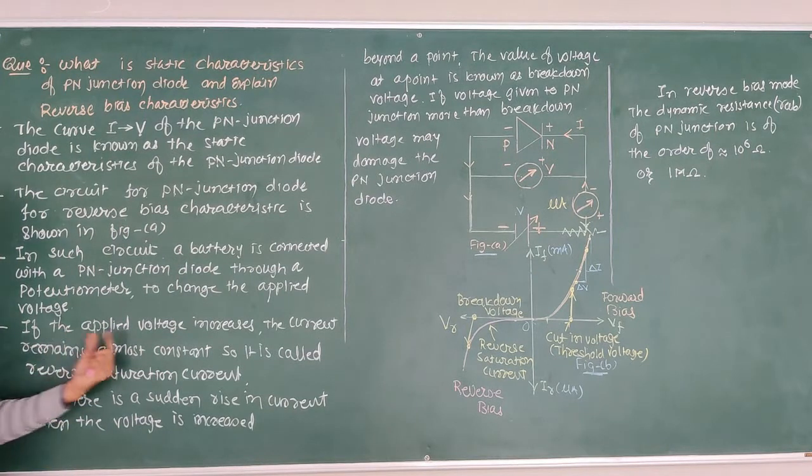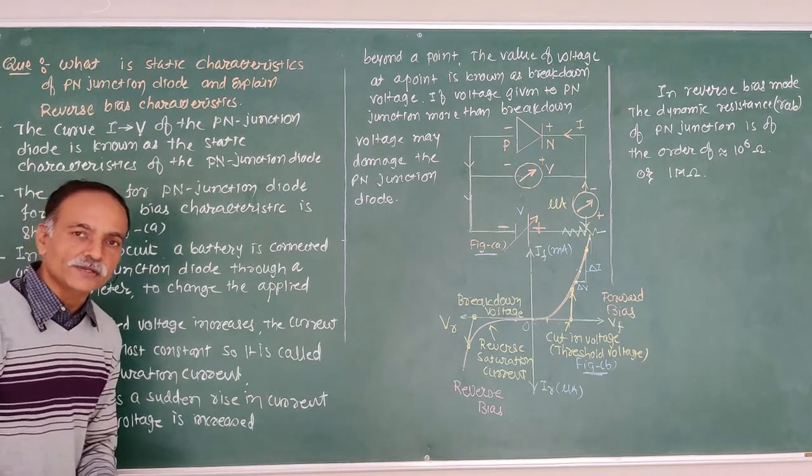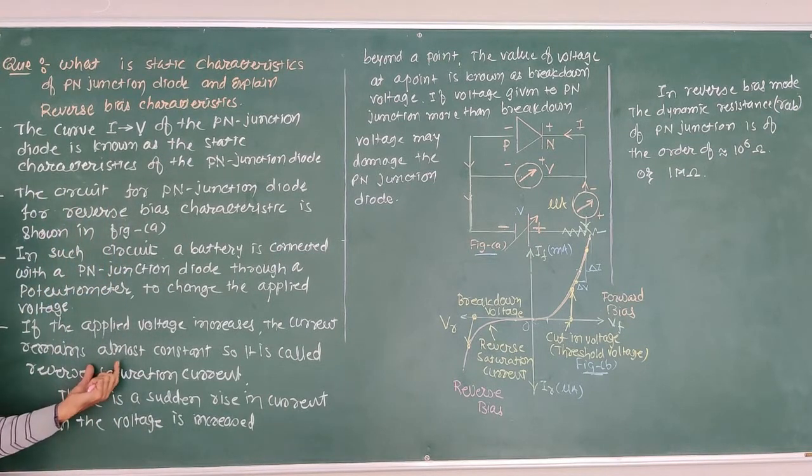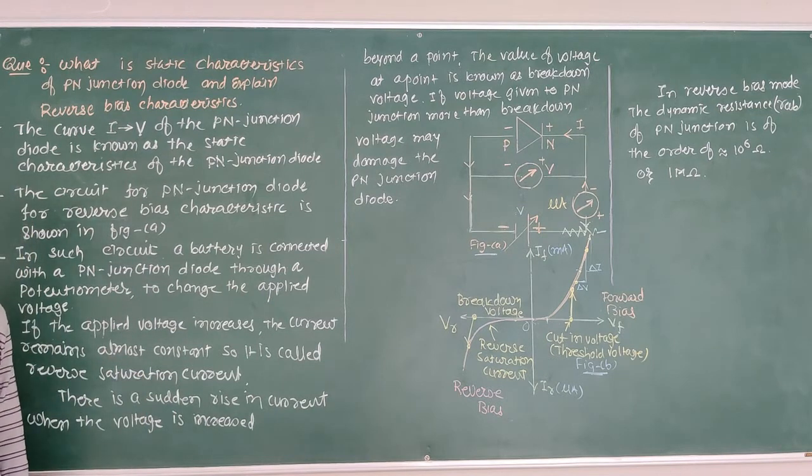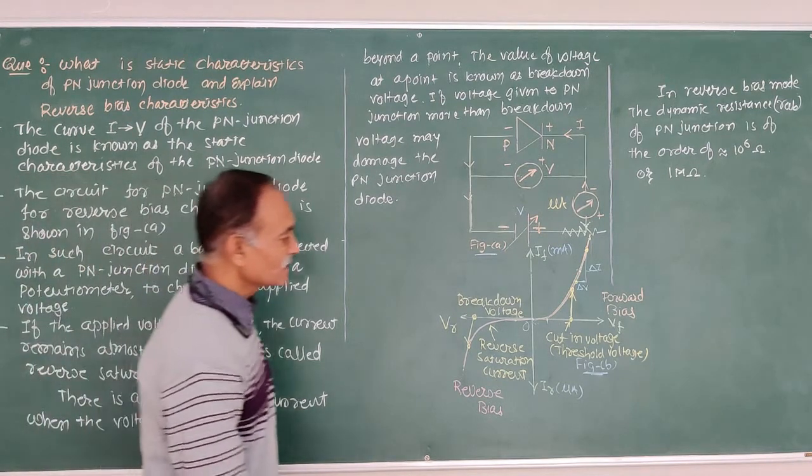Now, if the applied voltage increases, the current remains almost constant. Why does it remain constant when the voltage increases? Because in reverse bias the electric current is formed only due to the minority charge carriers. Therefore, this current is known as the reverse saturation current.